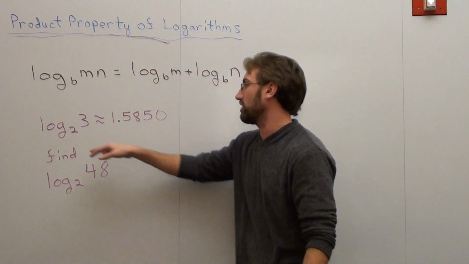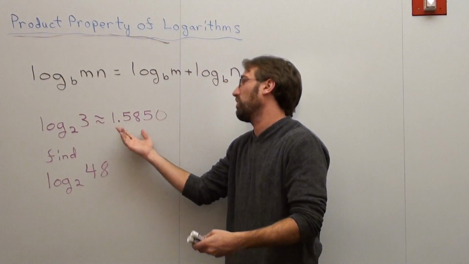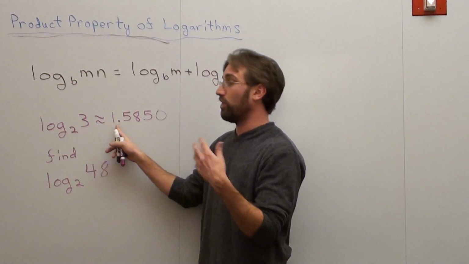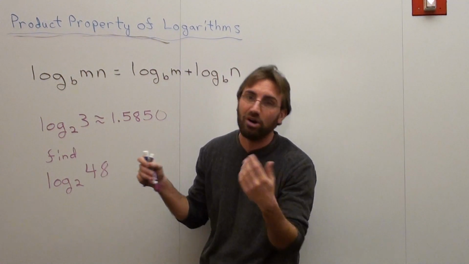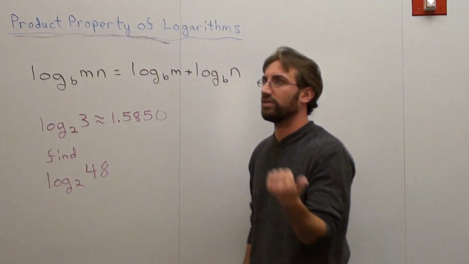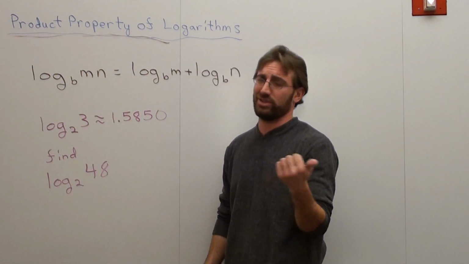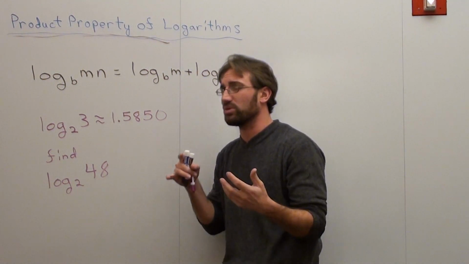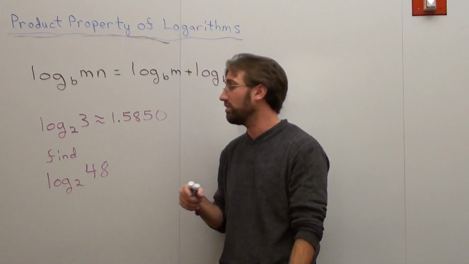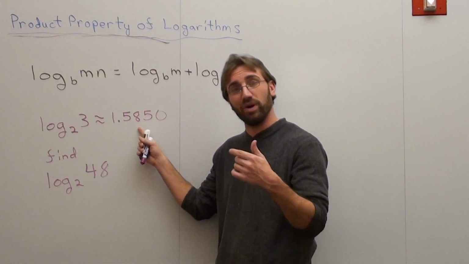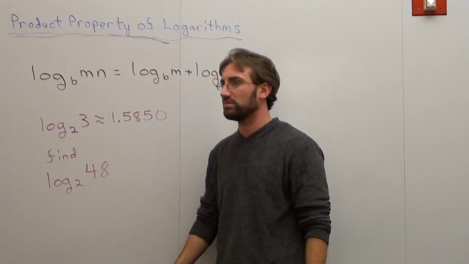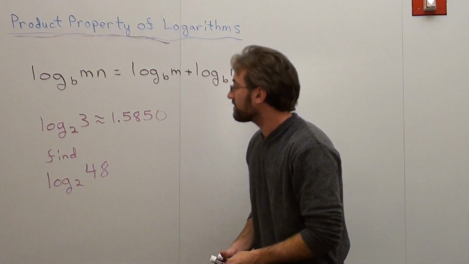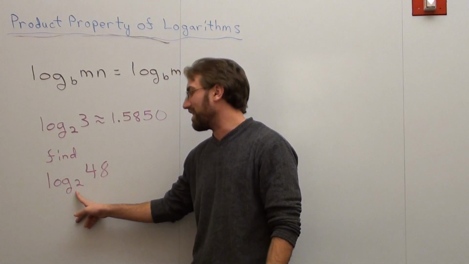Now, I've got this information. Log base 2 of 3 is approximately 1.5850. What that basically means is 2 to the power of 1.5850 is about 3. You know, 2 to the first is 2, 2 to the second is 4, so 2 to what equals 3? Well, it's got to be between 1 and 2, and in this case it's about 1.5850. Anyways, find the log base 2 of 48.